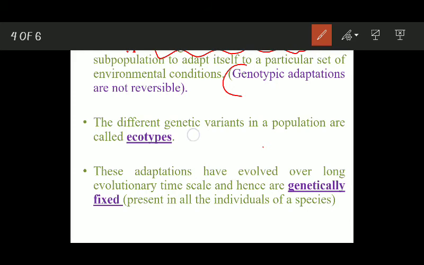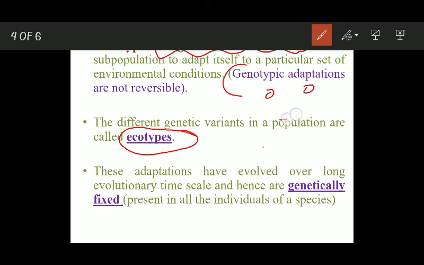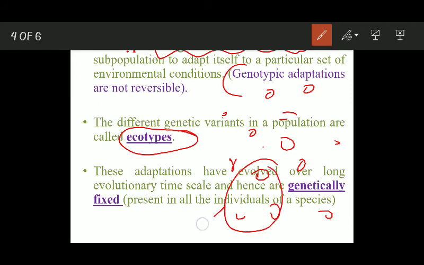Now, what are ecotypes? The different genetic variants that are present in a population are known as ecotypes. For example, आपके पास एक population है. Say, for example, a few of these individuals changed their genetic material in response to change in environmental conditions. Obviously, you may be having different types of individuals based on genetic material. They are known as genetic variants. These genetic variants, in ecological terms, are known as ecotypes. You may be having different ecotypes in a population.